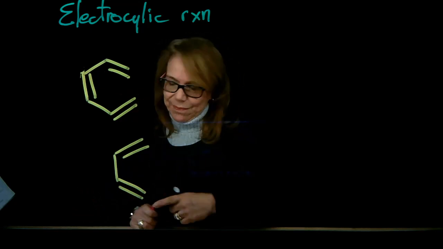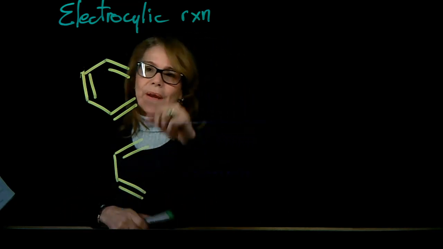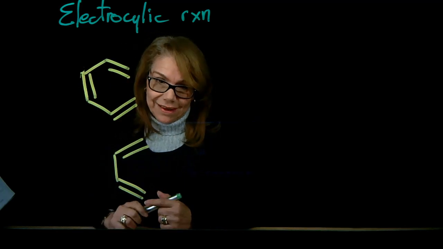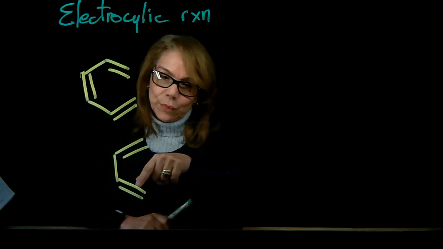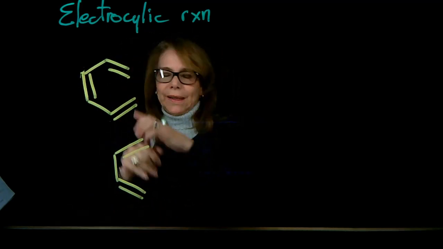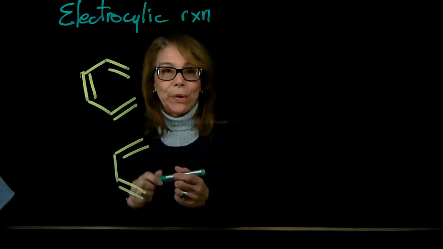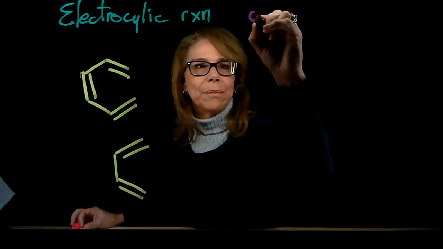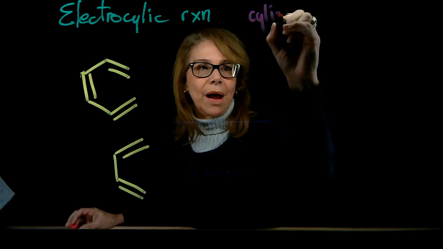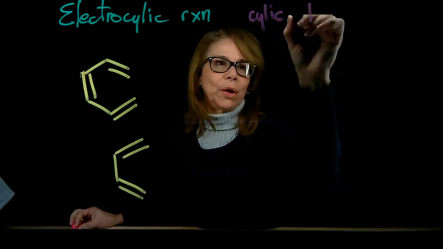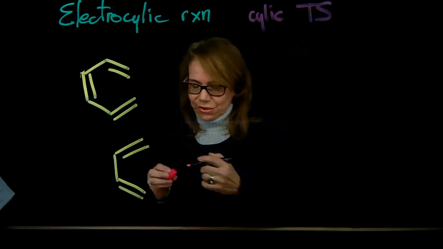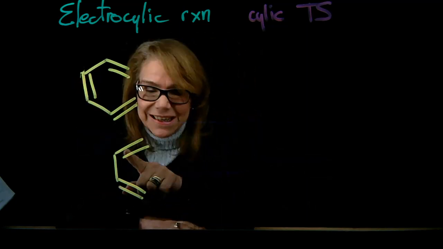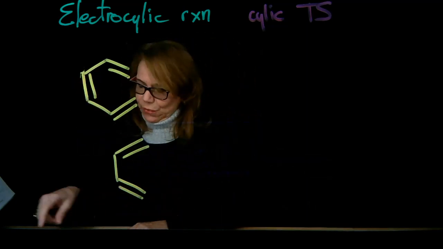In this picture, we have a hexatriene, so 1,3,5-hexatriene. This picture is butadiene. And it is in that conformation so that we can make the cyclic transition state. Remember we said that's a type of pericyclic reaction, and we always have cyclic transition states in those. So it is drawn in the s-cis conformation to do that.